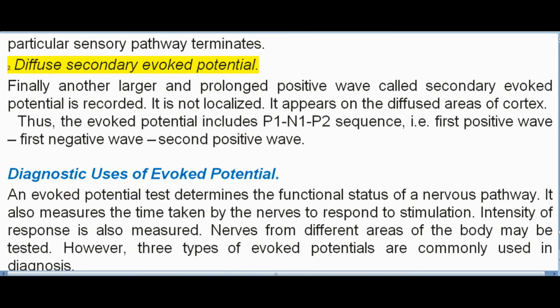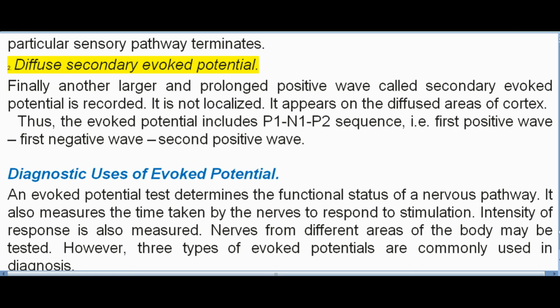Diffuse secondary evoked potential. Finally, another larger and prolonged positive wave called secondary evoked potential is recorded. It is not localized. It appears on the diffused areas of cortex. Thus, the evoked potential includes P1 N1 P2 sequence, i.e. first positive wave, first negative wave, second positive wave.